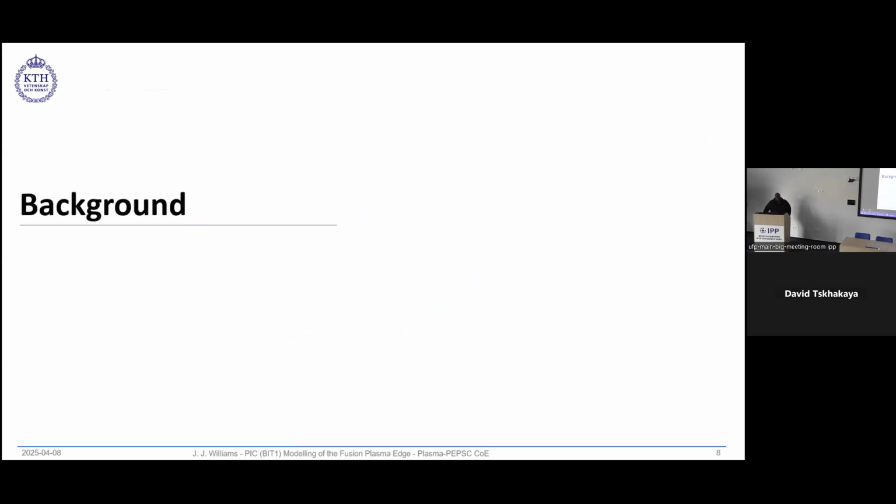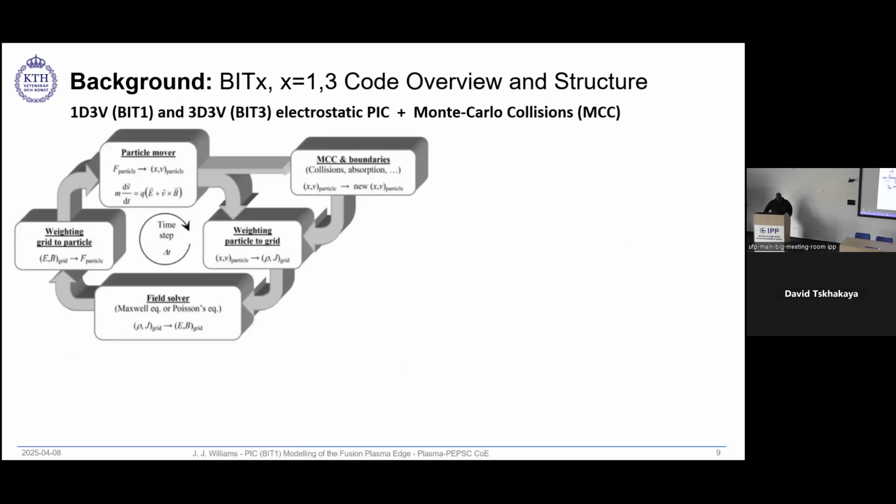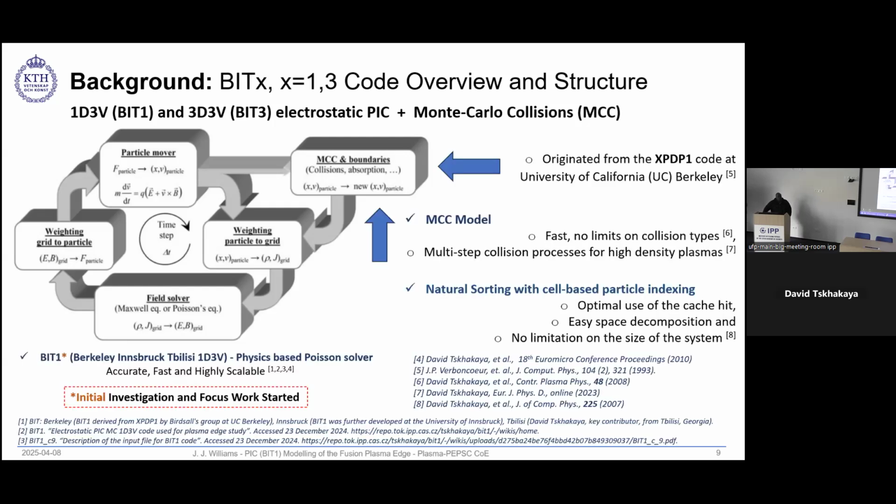So let me give you a little bit of background. David already gave this, so I'll be brief, because everyone in here is a BIT person. So you have the particle-in-cell simulation code steps. You have the particle move, the weight to the grid, the field solver, and the weight from the grid to the particle. But the key is this Monte Carlo collision that David mentioned.